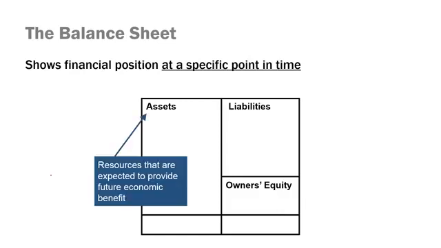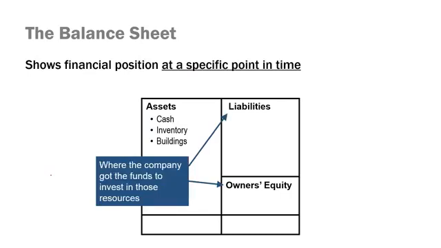What are assets? Assets are resources that are expected to provide future economic benefit. I like to say, in layman's terms, it's stuff. It's stuff that the company owns that's going to be beneficial to it at some point in time. Some examples of assets are cash, inventory, buildings, and the list goes on and on. The liabilities and owner's equity section tell us where the company got the funds to invest in those resources that are sitting on the asset side of the balance sheet.